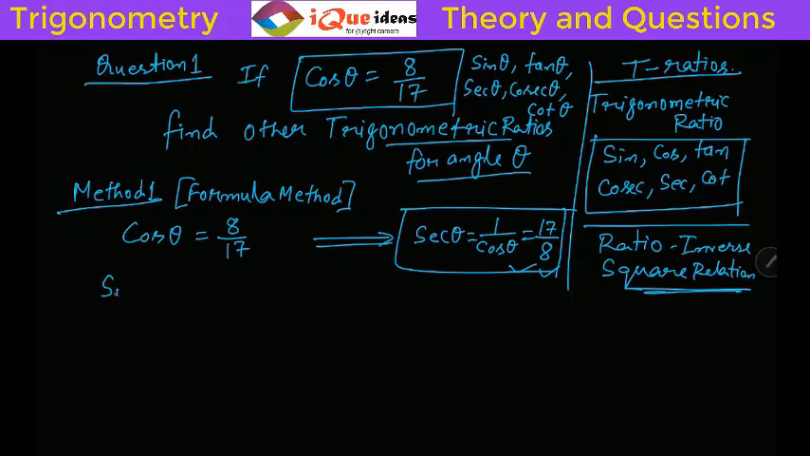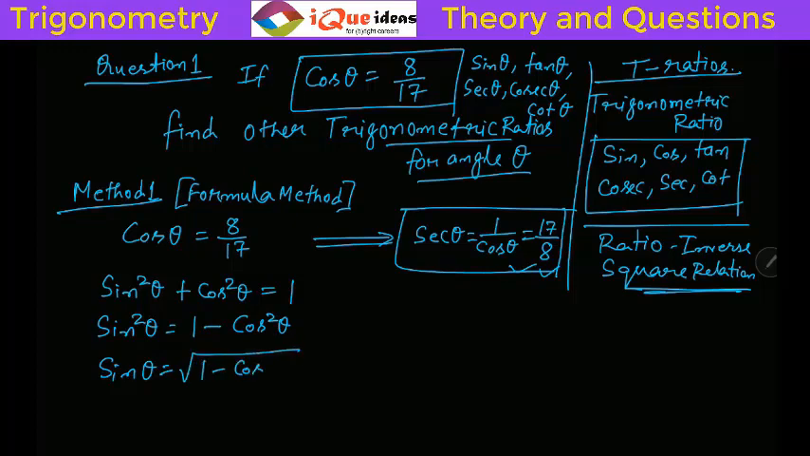Now we also have a formula from square relations, sine square theta plus cos square theta is equal to 1. So from here we can see that sine square theta is equal to 1 minus cos square theta. So that means sine theta will be equal to square root of 1 minus cos square theta. Now cos theta value is given as 8 by 17. Put it here. So sine theta will be equal to square root of 1 minus (8 by 17) whole square.